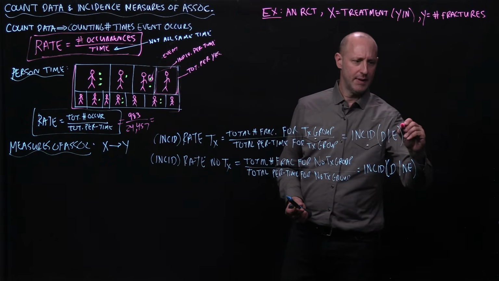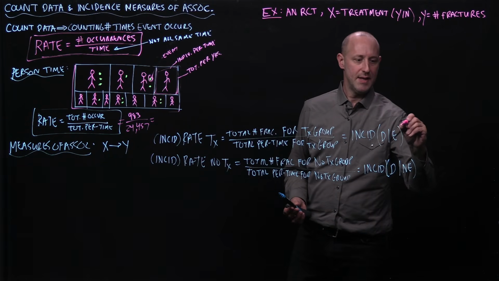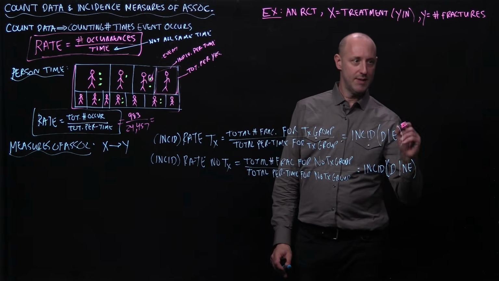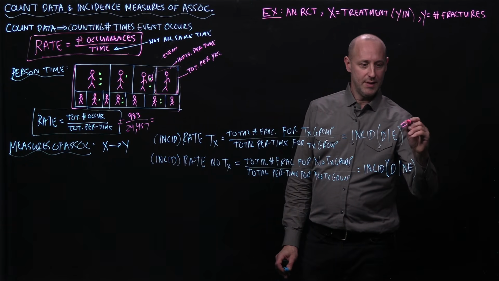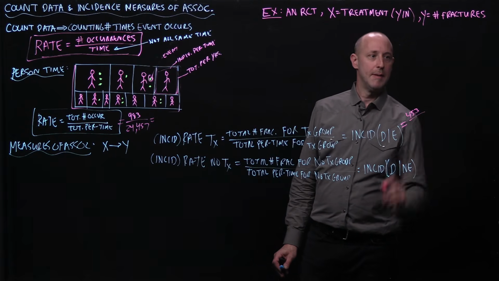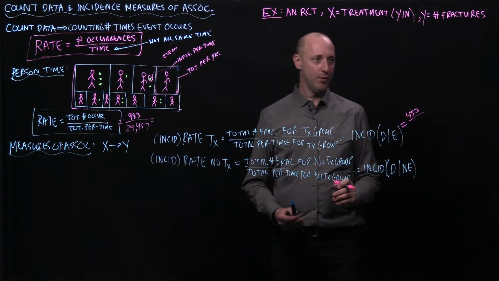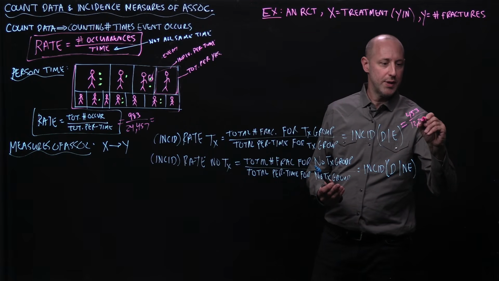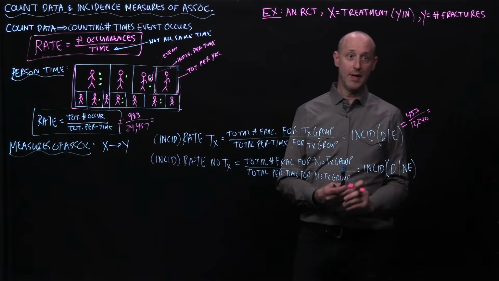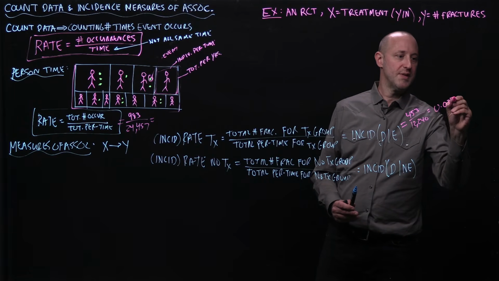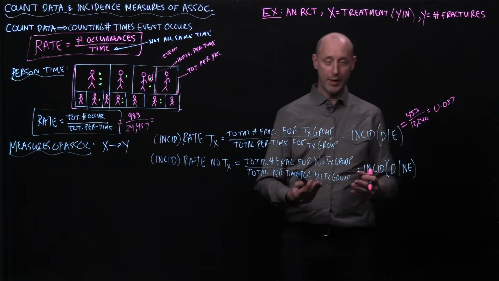And now, again, in the data set that we're going to work with separately, you'd find if you work these out, there were 453 fractures in the treatment group, and there were 12,240 person years they were followed for. So this comes out to 0.037 fractures per year.